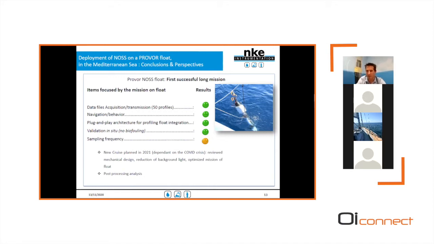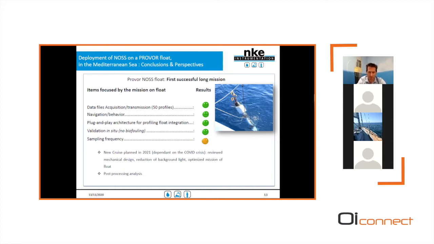So we need to increase it. We would like to increase the sampling frequency of the node sensor compared to the existing sensor. So we plan new campaigns in 2021. We hope that it's possible, depending on the COVID crisis. And during the new campaign, we will review the mechanical design and reduce the background light. And of course, we will optimize the mission of floats.